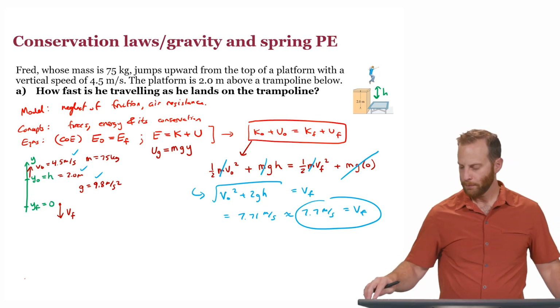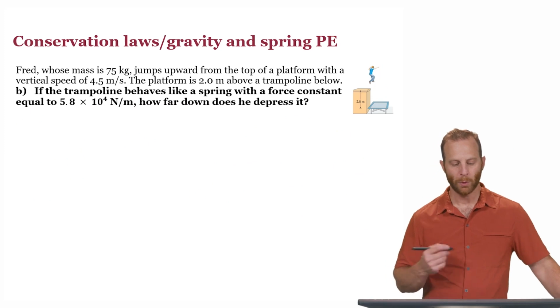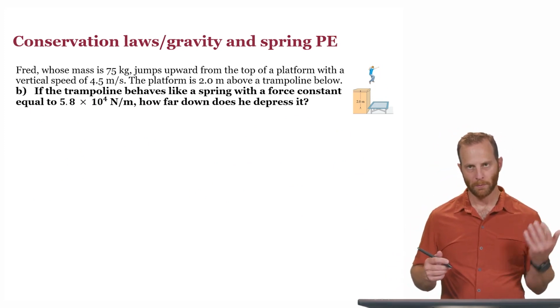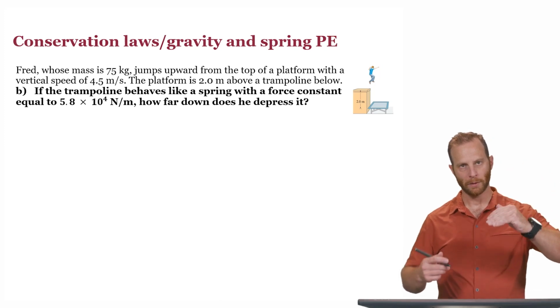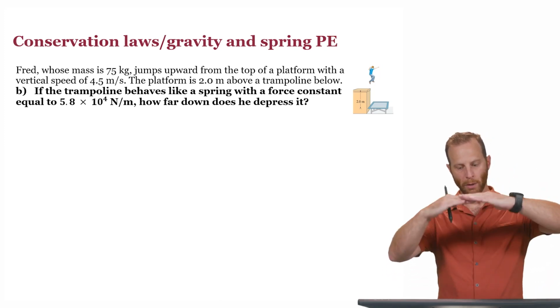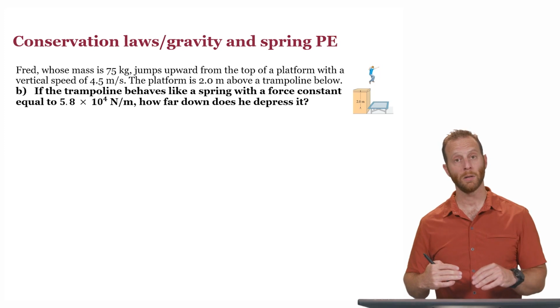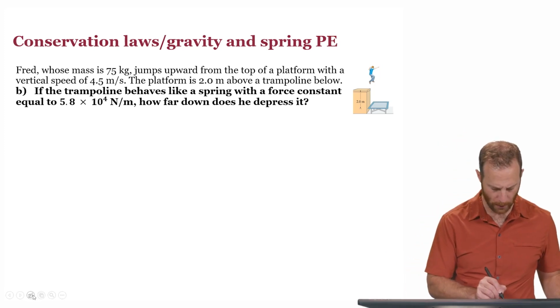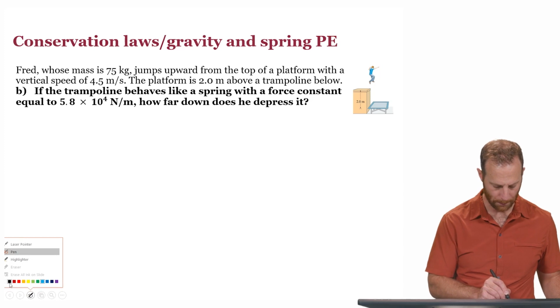Now, in part B, what we're trying to figure out is if the trampoline behaves like a spring, then when Fred hits it, he will start to depress the spring and go down, go down, go down until he hits the bottom. Let's draw a little diagram so that we have a sense of what that's going to look like.